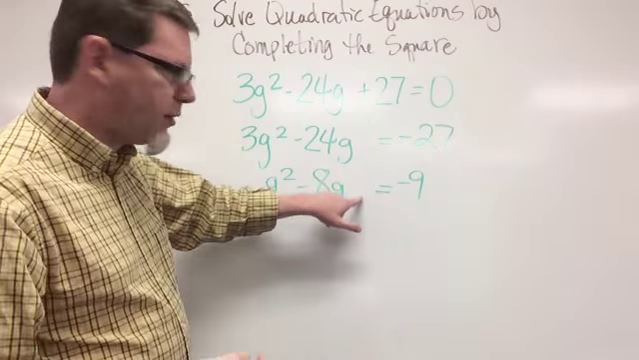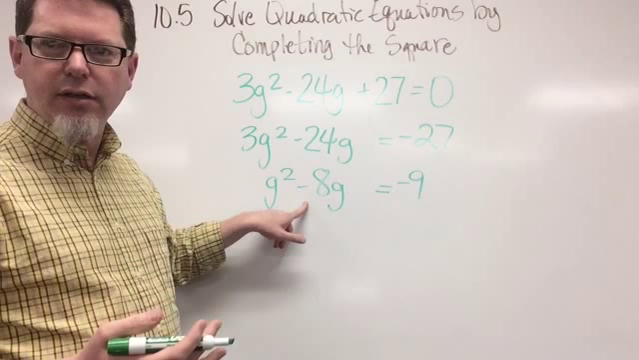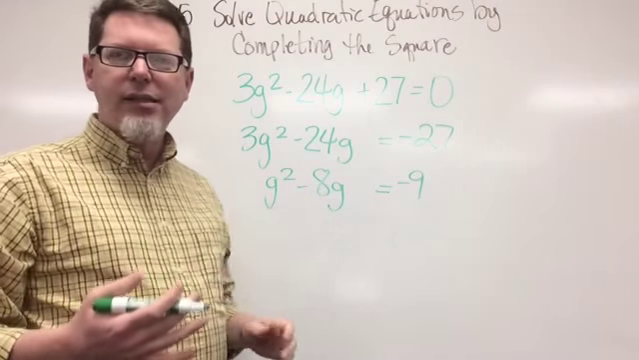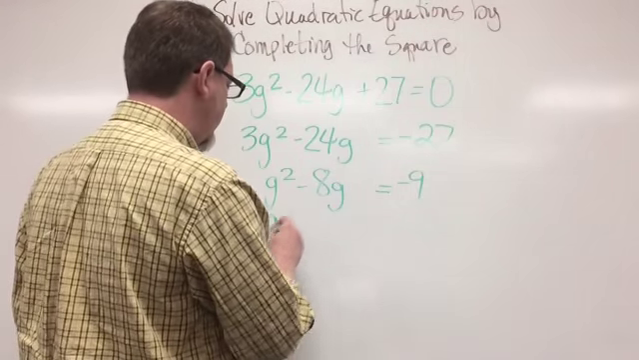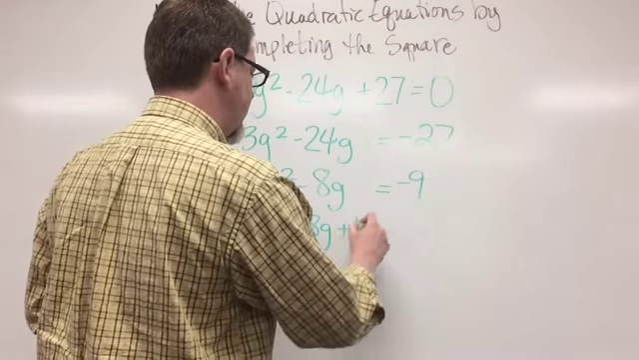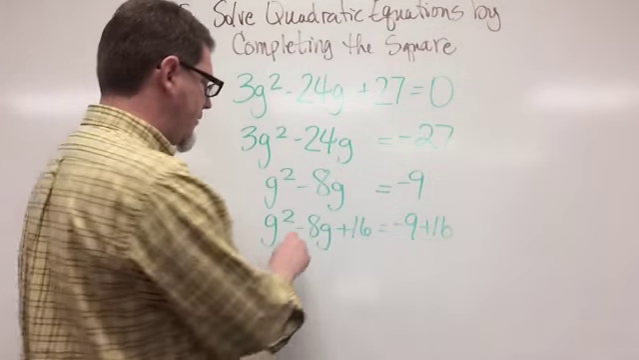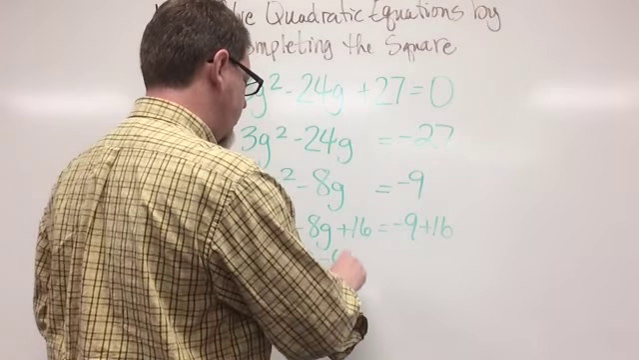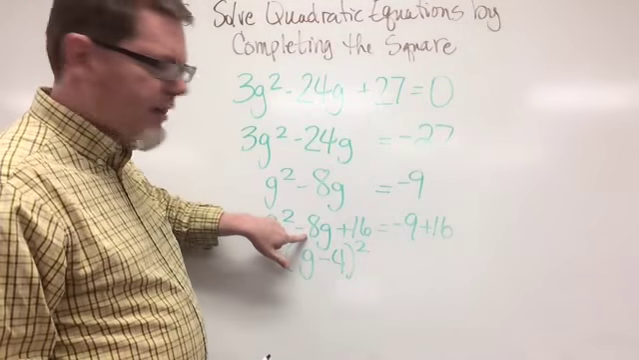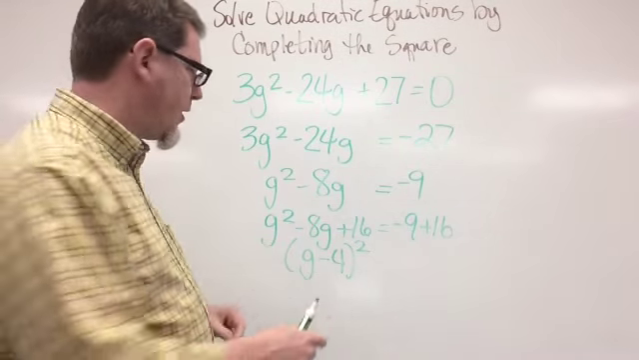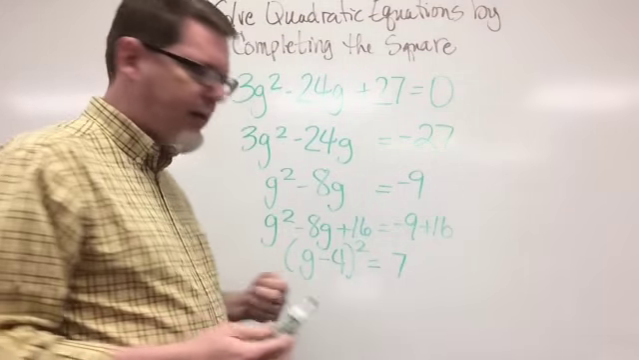Now I've got to figure out what number goes right here. Well, I take half of 8, which is -4. -4 squared is positive 16. So I want to add 16 to both sides in order to complete the square. So g squared minus 8g plus 16 equals -9 plus 16. Now I factor this and I get g minus 4 squared. Notice that every time we take half of that 8, that's what goes here in the parentheses, equals 7. Find the square root of both sides.